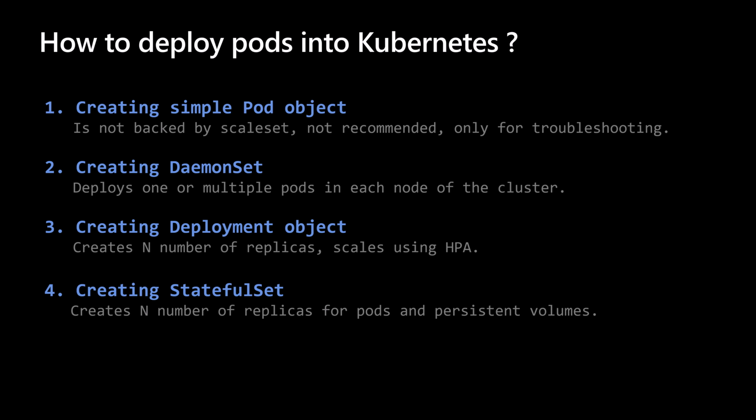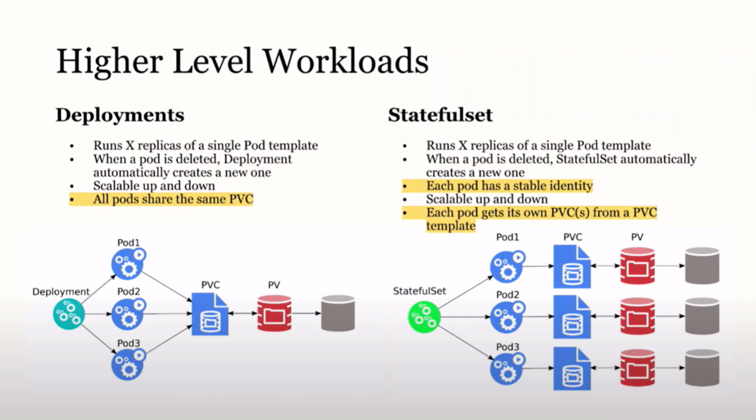But we have a fourth type, which is a stateful set. A stateful set is like a deployment. It creates a number of replicas for the pods, but it has some specific features for the stateful set. For example, when we scale out a stateful set, it will scale out the number of the replicas, but it will also scale out the persistent volumes. Let's see a comparison between the two.